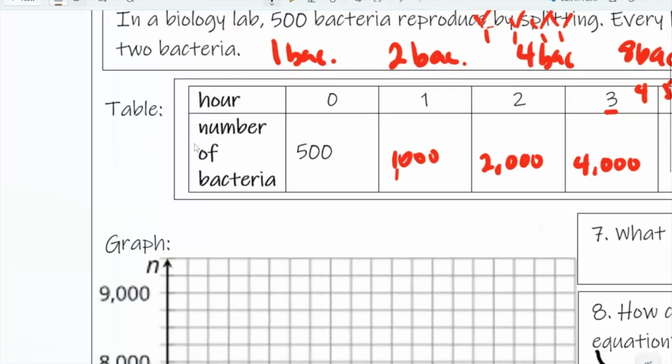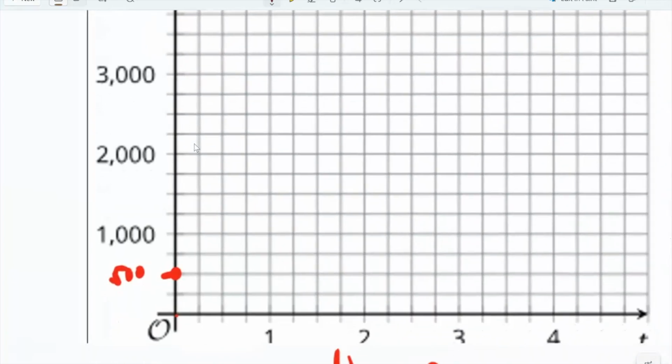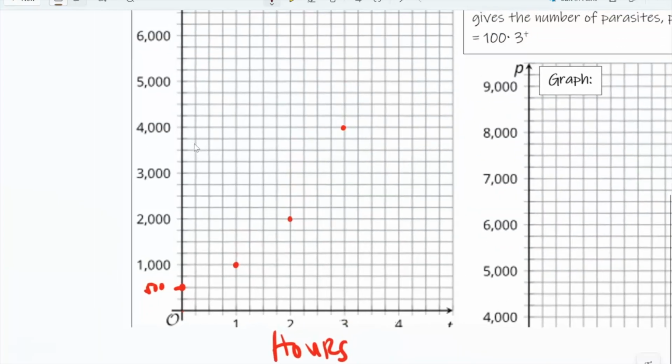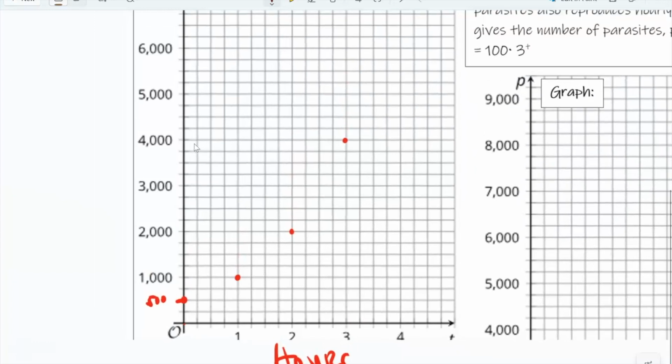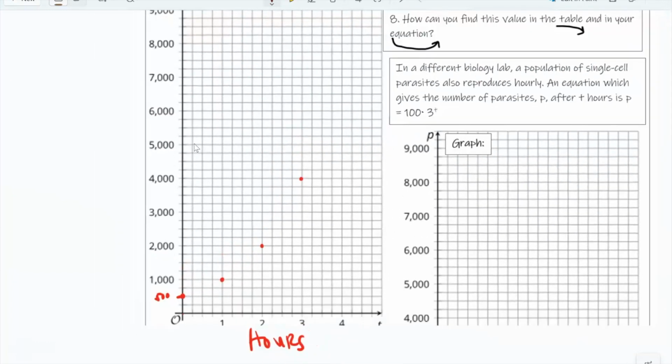Then at hour 1, I'm just going to double every time. Okay, so it goes 500. Then at hour 1, I'm going to double to 1,000. Hour 2, 1,000 is going to double to 2,000. Hour 3, 2,000 is going to double to what? 4,000. At hour 4, 4,000 is going to double to 8,000. And you can see we're exponentially growing.